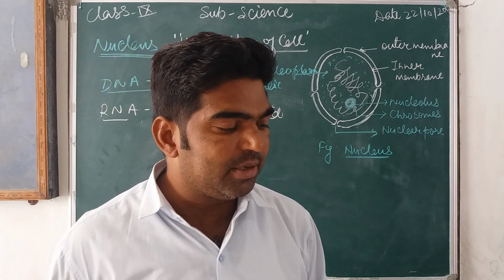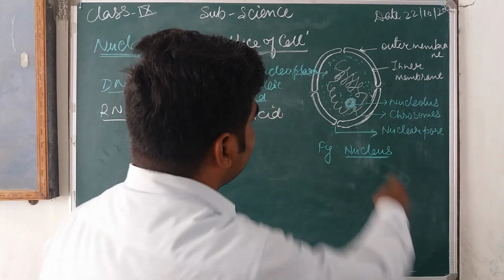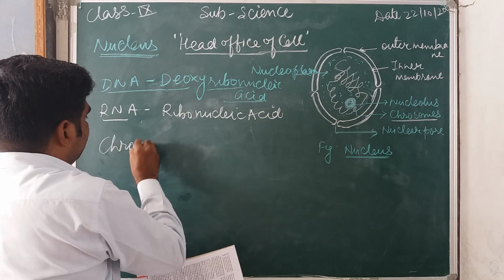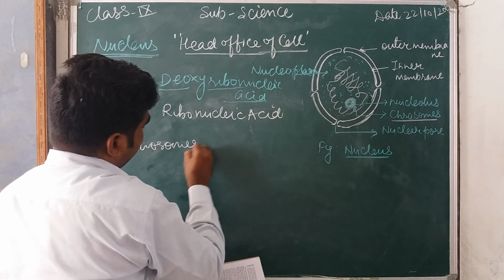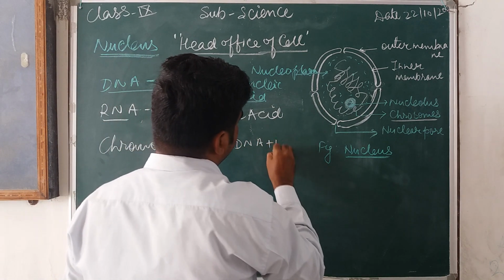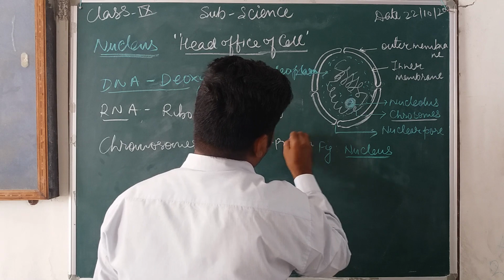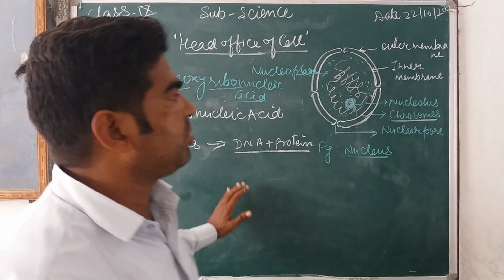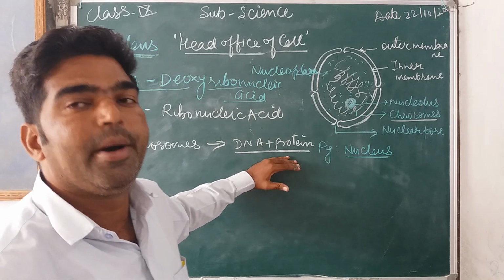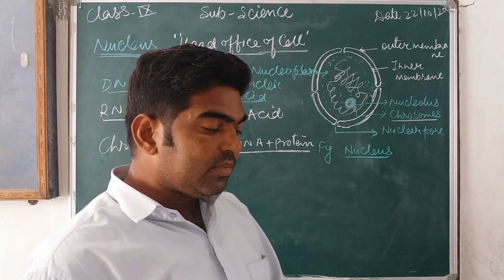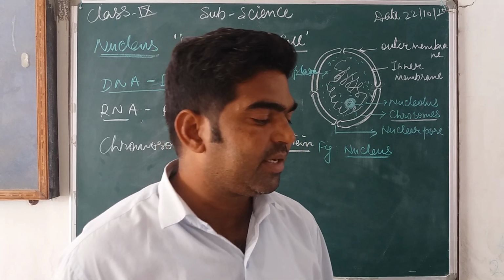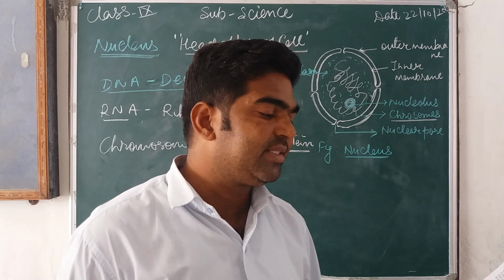Now chromosomes are composed of DNA and protein. Okay, जो ये chromosomes बने होते हैं, chromosomes are made up of DNA plus protein, and DNA molecules contain the information necessary for constructing and organizing a cell.